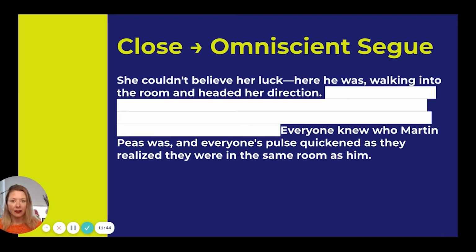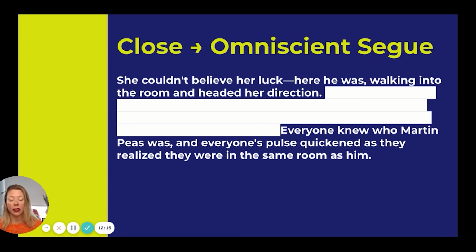What? I mean, I don't know about you, but I find that very jarring. We're 100% in her head, and then we are 100% in everyone's heads in the room. So when you are segueing, which you are welcome to do, you should plan to do it, whether you're writing primarily in close or omniscient third. And when you do, it's really nothing more complicated than what we've talked about today.